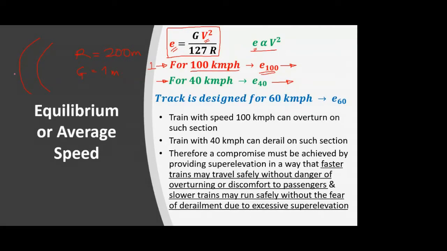And on the same track, after some time, suppose after 1 hour, there is another train which is going to pass, but that train is of speed 40 kmph. So it will need a superelevation of E40 value so that it will not derail. If you have calculated the values, just type them in the chat box so that it will be clearer to explain. If any one of you have calculated the values of E100 and E40.